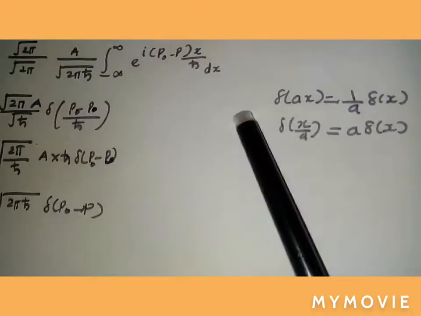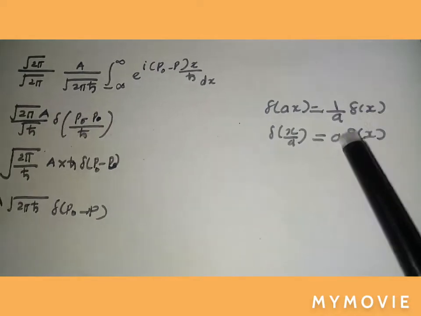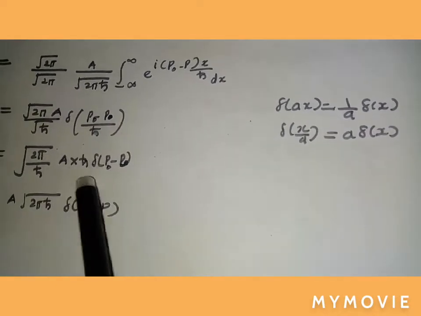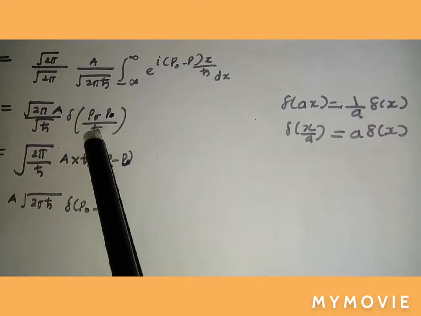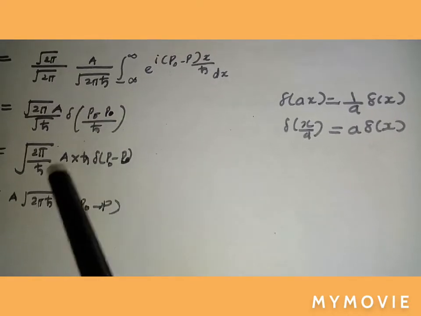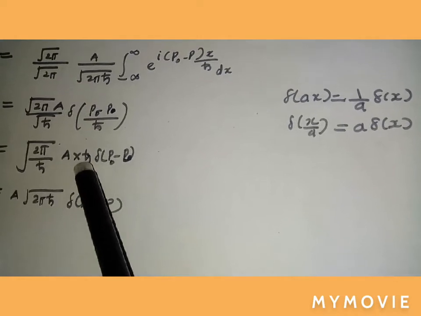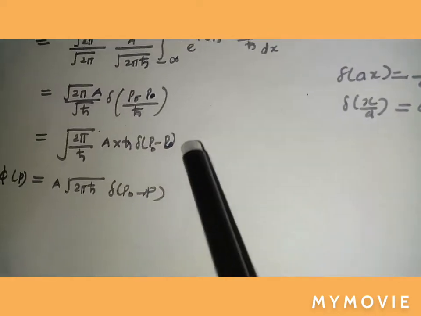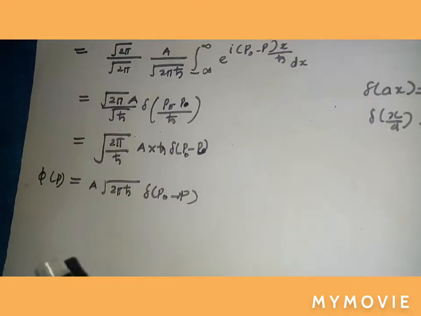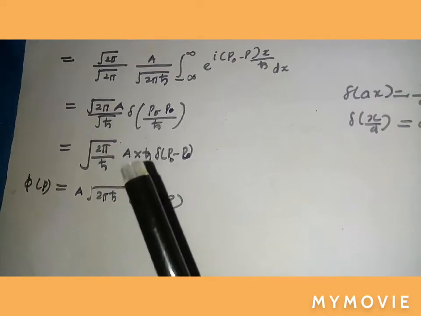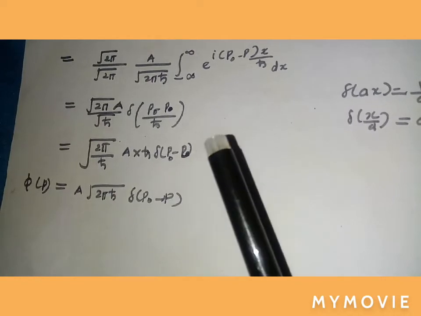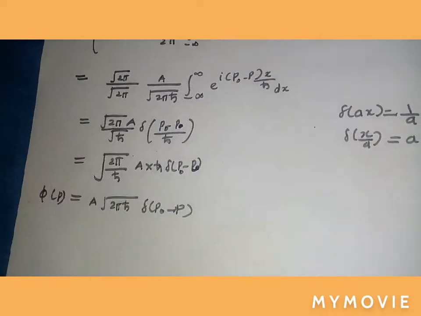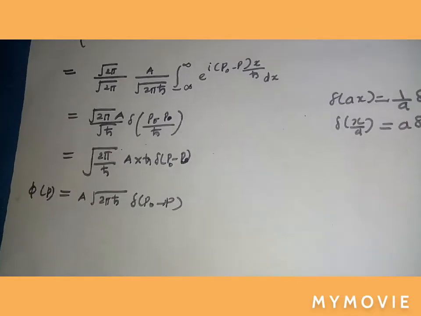Okay, the formula is delta of a x is equal to 1 by a delta of x, that is, delta of x by a is equal to a into delta of x. Here, delta of (p naught minus p) divided by h cut, we can replace with h cut into delta of (p naught minus p). So we get A into h cut, under root 2 pi h cut, delta of (p naught minus p). Phi of p is equal to A into under root 2 pi h cut delta of (p naught minus p).